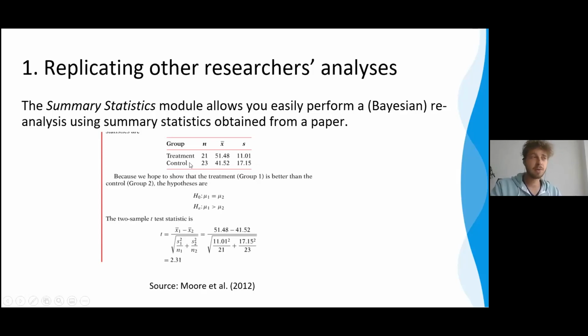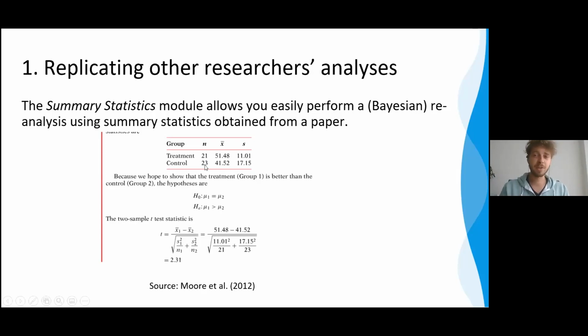A control group that had 23 observations, with also a mean and a standard deviation. And we see the hypotheses that they tested. And so, importantly, they did this t-test and they calculated, well, a difficult formula, a t-statistic of 2.31. That's the important part, because that's what the p-value is also based on, together with the sample sizes there.